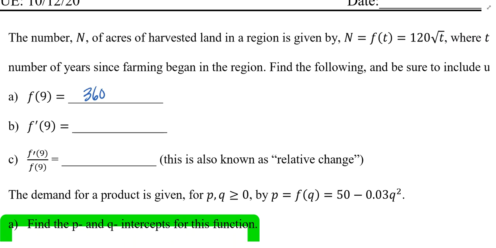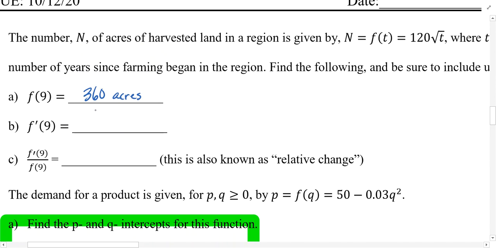Now units are really important here, so 360 what? Well, f of t does represent n, and n was the number of acres. So with f of 9, 9 being 9 years since farming has begun in a particular region, 360 acres are being harvested.